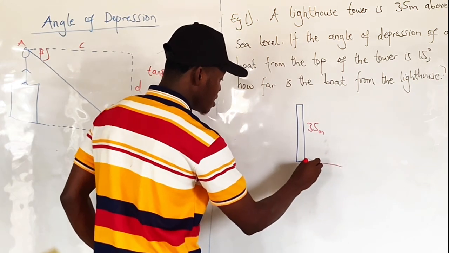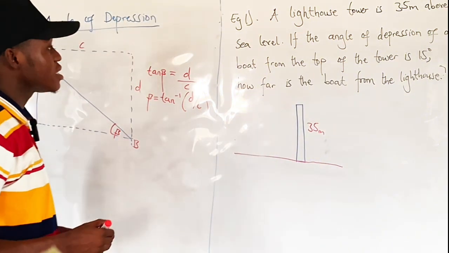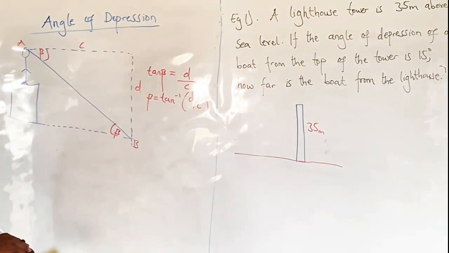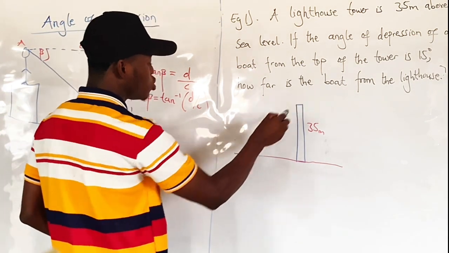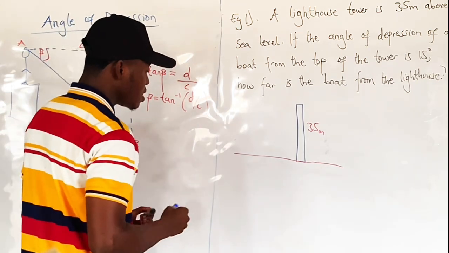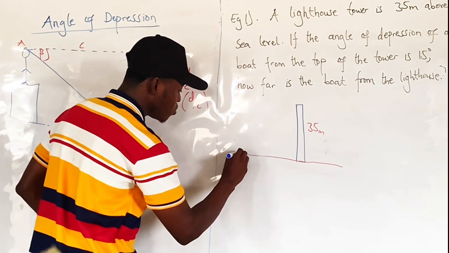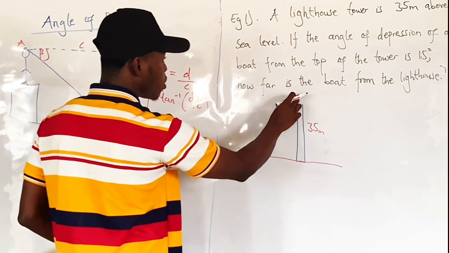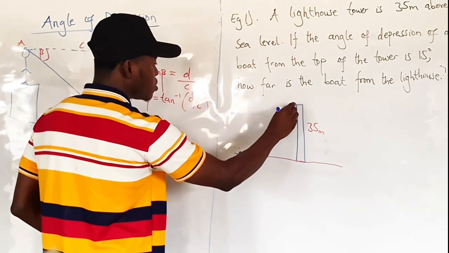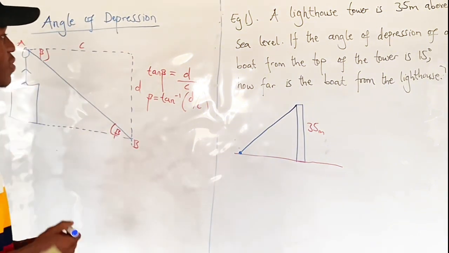Assuming here is the sea level, then it's 35 meters above the sea level. If the angle of depression of a boat from the top of the tower is 15 degrees, assuming here is our boat, there's a boat on the sea at this point, then the angle of depression from the top of the tower to the boat is 15 degrees.